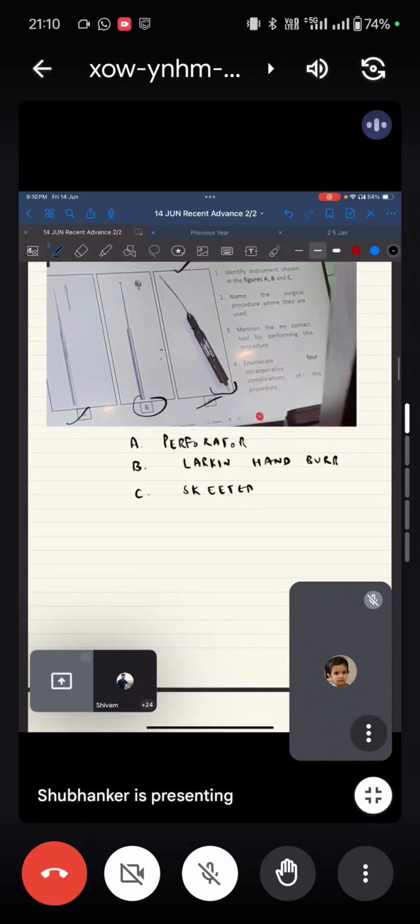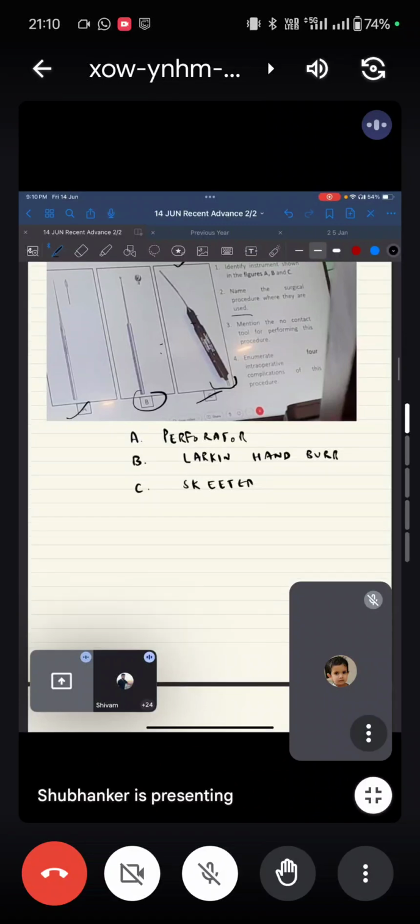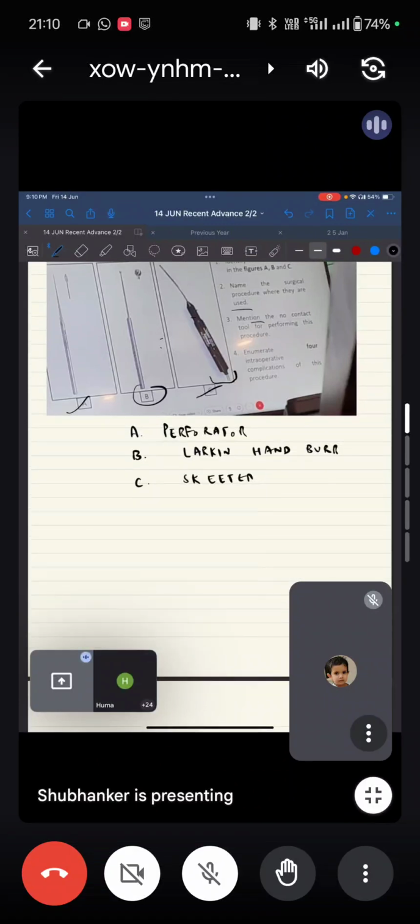Okay. The second question. Now this is an easy one. Name the surgical procedure where they are used. We all know that. Stapes surgery we can answer. Yeah, lovely. And the third is mention the no contact tool. We just studied that. Laser. We just studied the laser.